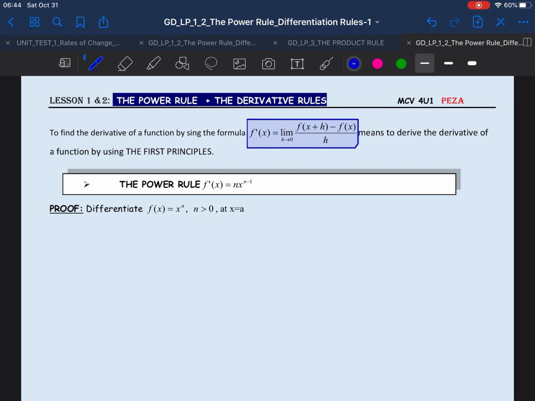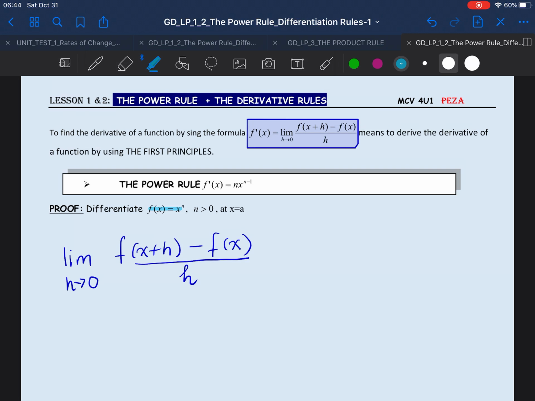Now, remember that what we are trying to do here is differentiate. So we are differentiating f of x equals x to the power of n. And the derivative is the limit as h approaches 0, f of x plus h, take away f of x, divided by h. So we're going to create a function based on f of x equals x to the power of n. We will create the function f of x plus h. Okay? So remember, what we have done in here is only one thing. We are replacing x with x plus h.